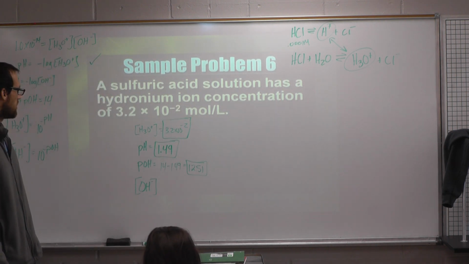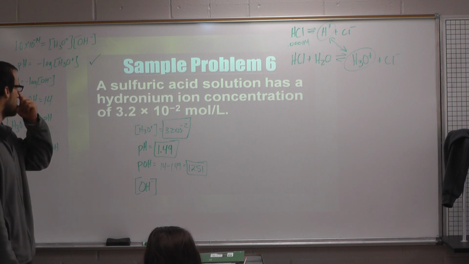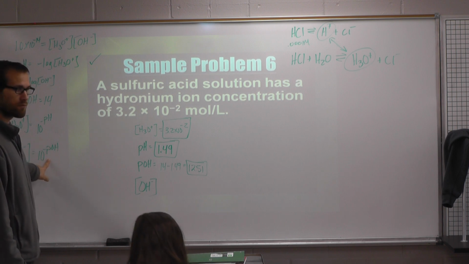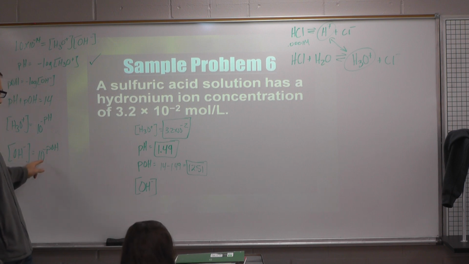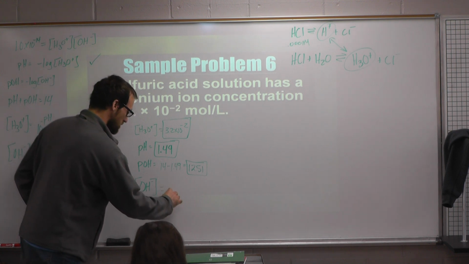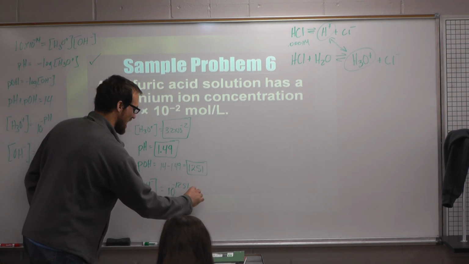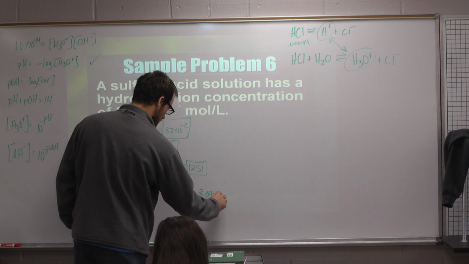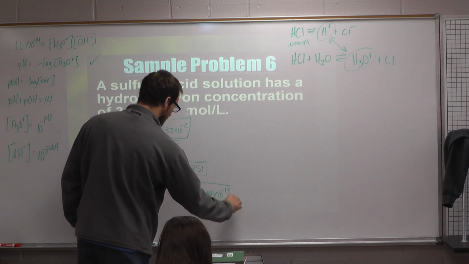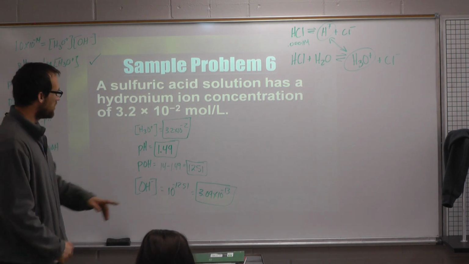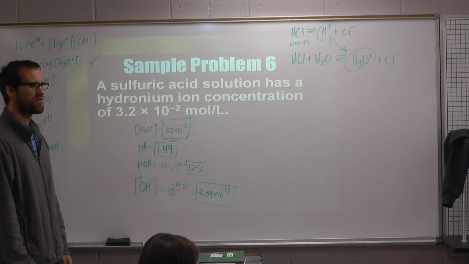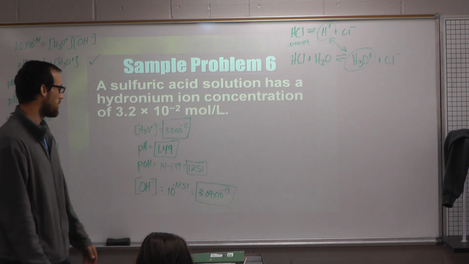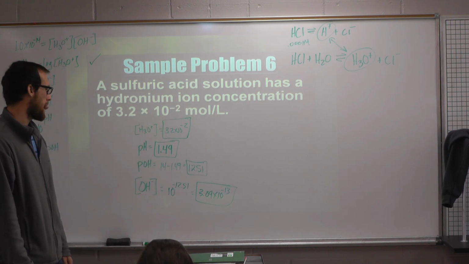Now, I know you could probably find the OH minus concentration using this equation, but I want you to do it using this equation. Okay, so you take 10 and raise to the power of negative pOH, which would be 10 to the negative 12.51. That should give you a number. 3.09 times 10 to the negative 13. Now, if you want to compare and make sure that that's the right number, that's not as accurate as doing 1 times 10 to the negative 14 divided by 3.2. It's 3.125 times 10 to the negative 13.